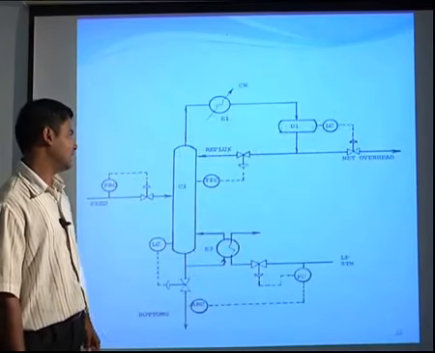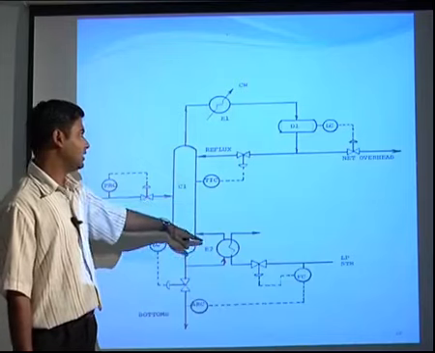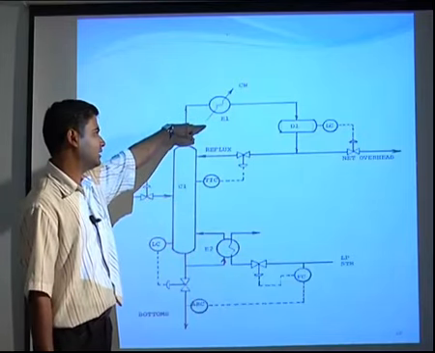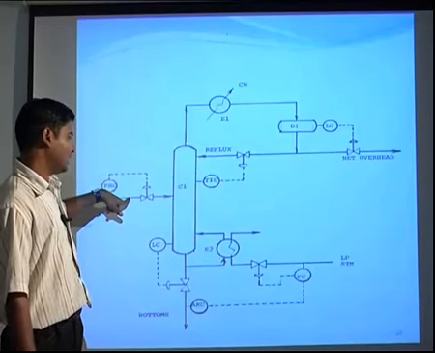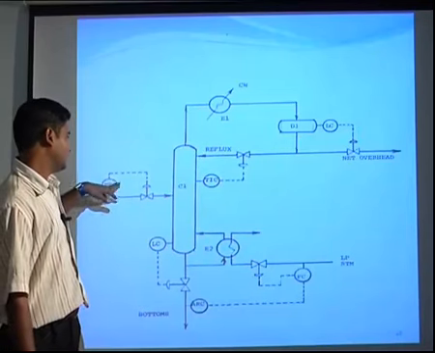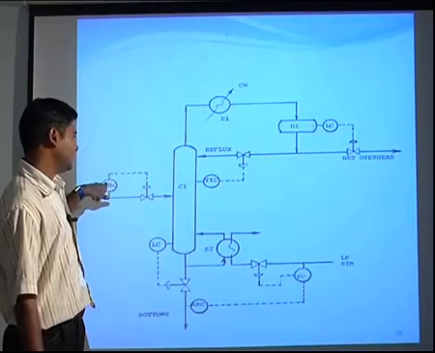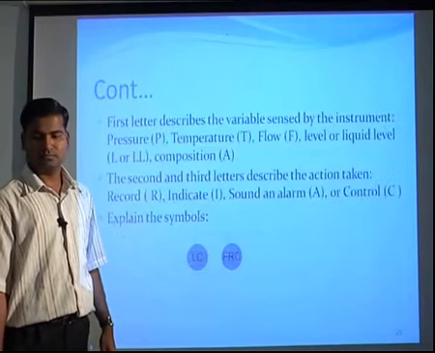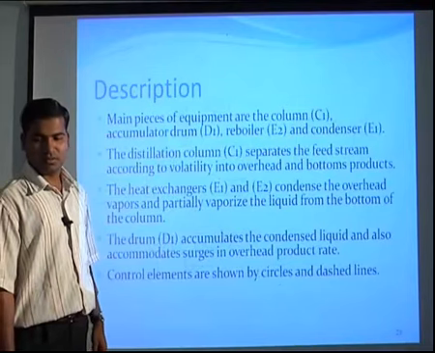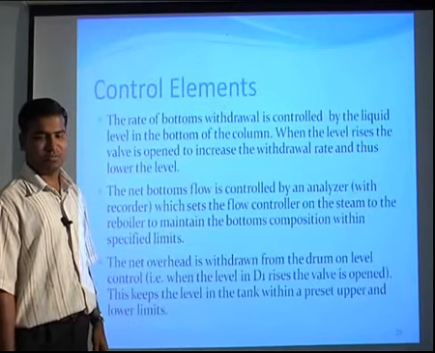As we saw earlier, C1 is the column, E1 and E2 are heat exchanger units, D1 is the storage drum, and from here we will have the feed. Then the control elements are in the circles. So we will see what the control elements are.